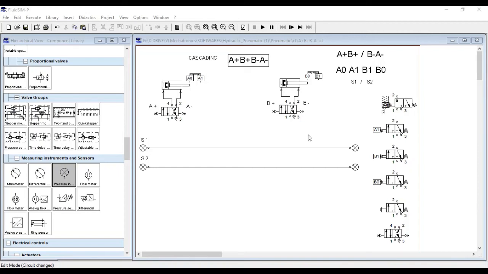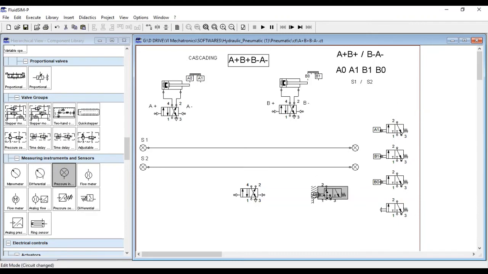Once we have to make S1 on so that A positive should start. Now to control this changeover of supply, again we need an extra 4x2 valve. This will be responsible for shifting the supplies. So first we will draw the circuit for A plus. For A plus we need A0, so we will take A0. This is responsible for getting our A positive supply.